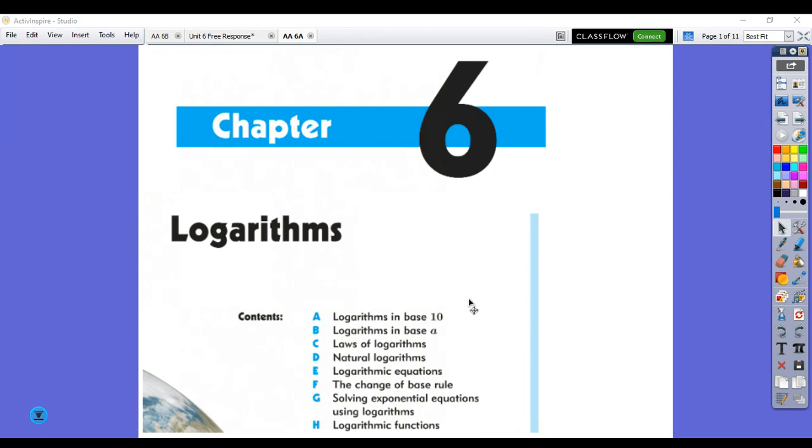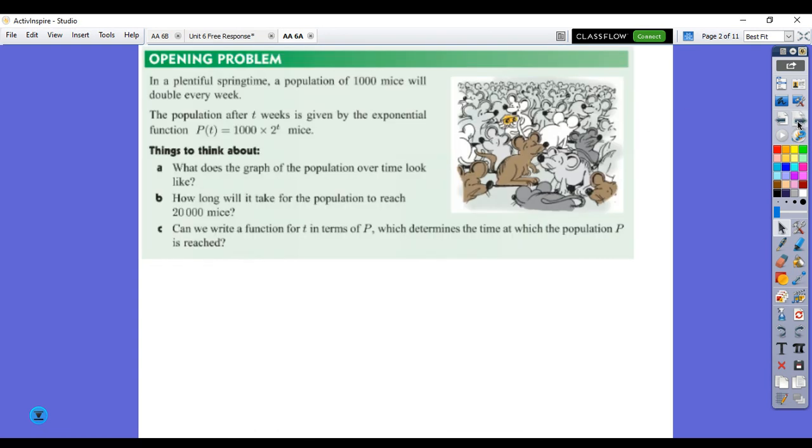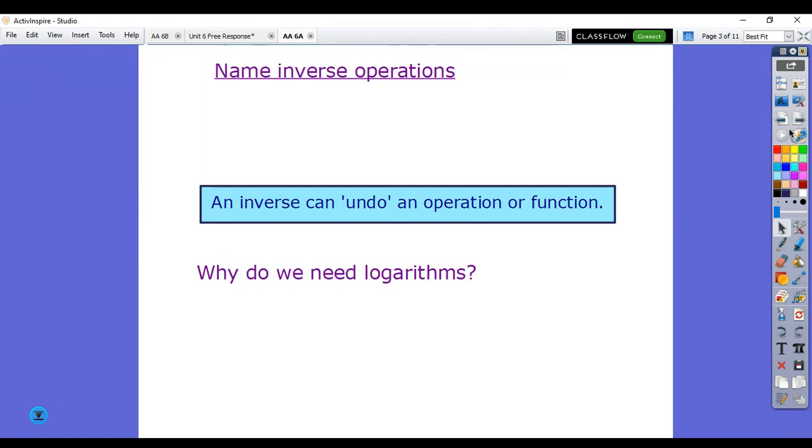All right, so logarithms are extremely important because they help us with exponential functions. So we're going to look at a couple things first. I want you to think about what are some different inverse operations.